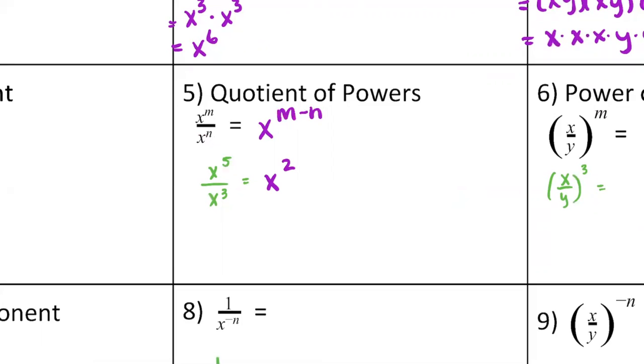The reason this works, imagine if I wrote out x to the 5th like this, with 5 of them there, and 3 in the denominator. Every x in the numerator cancels out with 1 in the denominator, leaving 2 in the numerator.